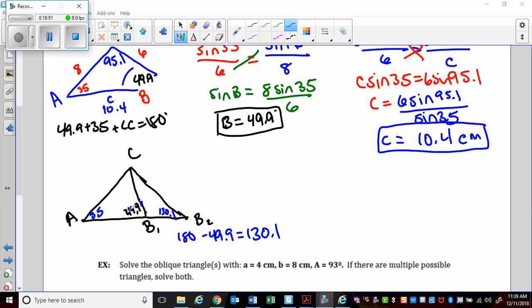So to check to see if there could be two triangles, we're going to have to check to see if this big triangle can add up to be less than 180, because we still have angle C. So this big triangle is 35 plus the 130.1. Is that less than 180? Well, that equals, I think, 165.1, which is less than 180. So that means angle C can be something. And this means that there could be two triangles.